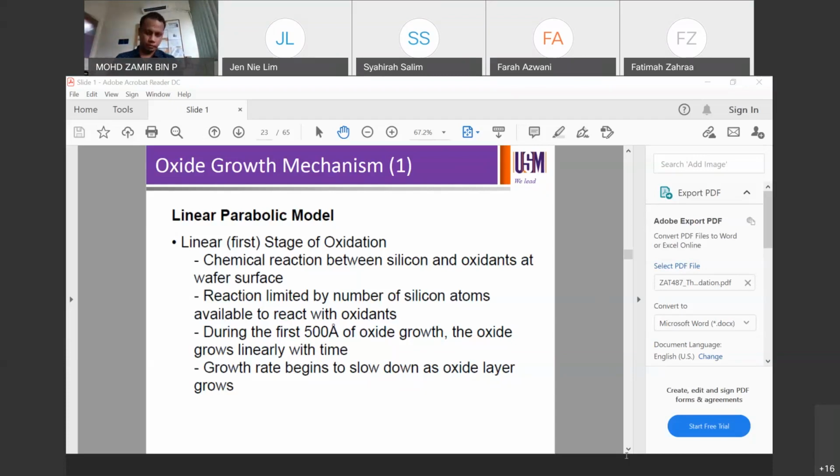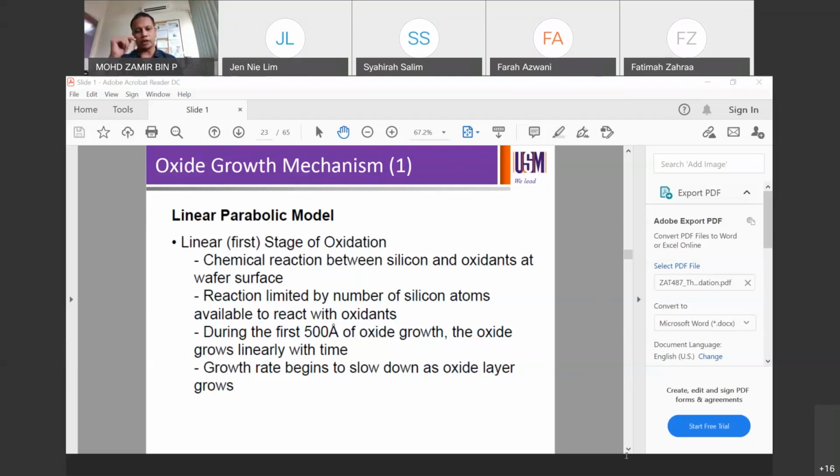So the first step, let me recap, the first step is limited by the number of silicon atoms available to react with oxidants. So if you have 111, so more atoms available for the reaction. If you use 100, there's less atom available for the reaction. So during the first 50 nano or 500 angstrom, so one nano is 10 angstroms.